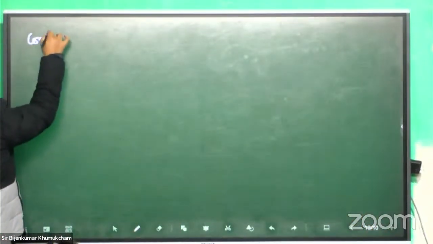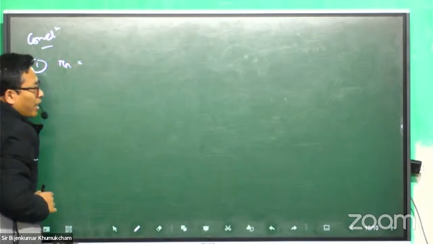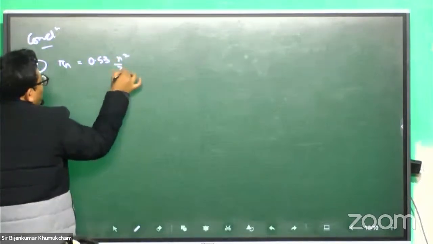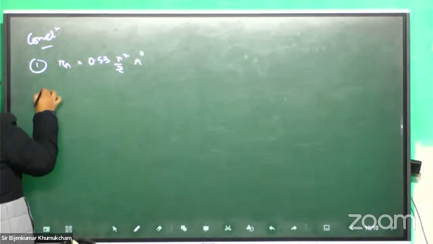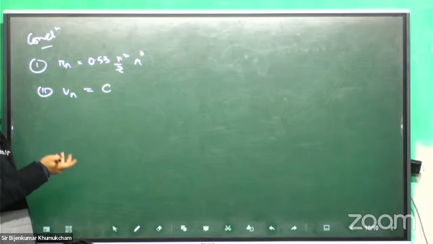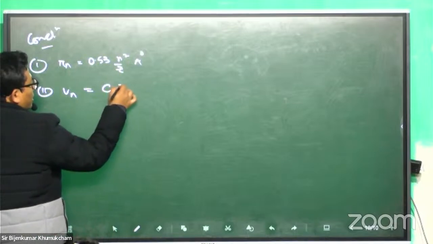And so this is the conclusion. Number 1, radius. Radius depends on n with the direct value 0.53 n square by Z angstrom. Next, velocity. Velocity is directly proportional to Z and inversely to n.